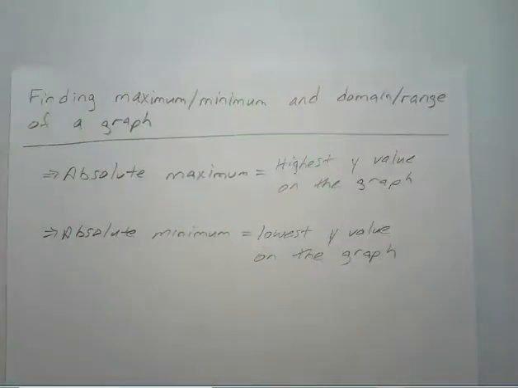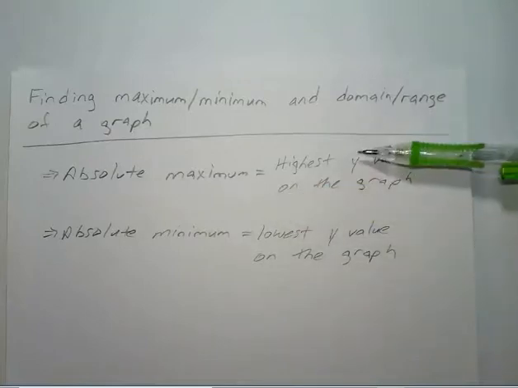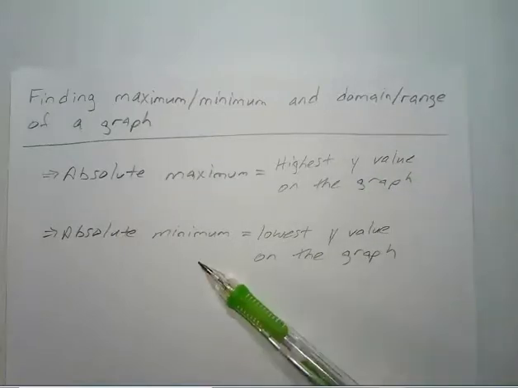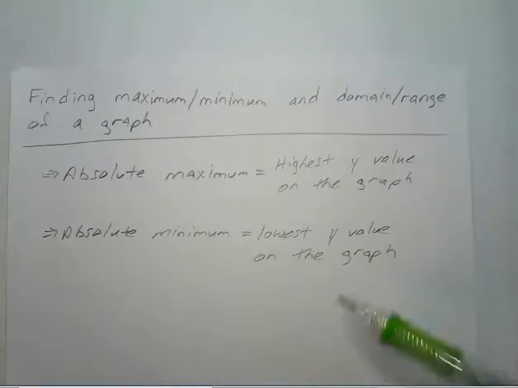Hello everyone. In this video we will be finding the maximum, absolute maximum, minimum, domain, and range of a graph. For our absolute maximum on a graph, that's the highest y value on a graph. Now the absolute minimum is just your lowest y value on the graph.